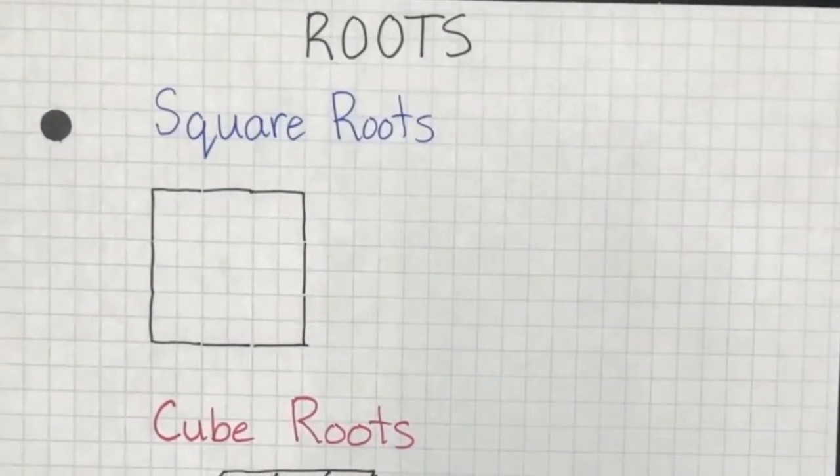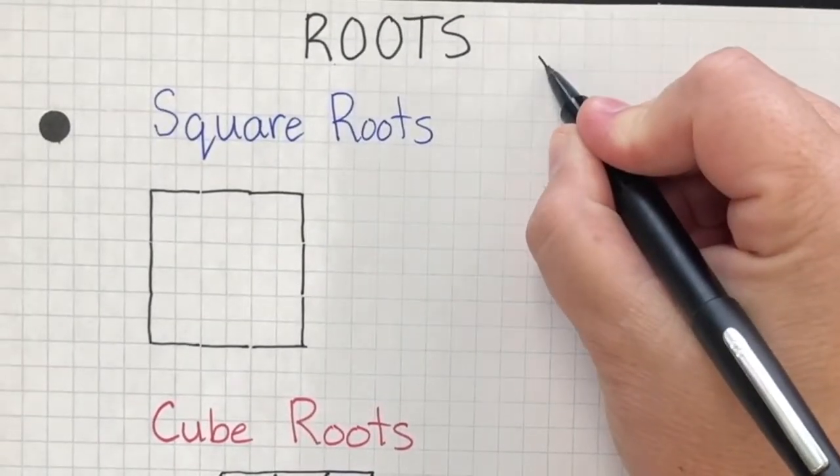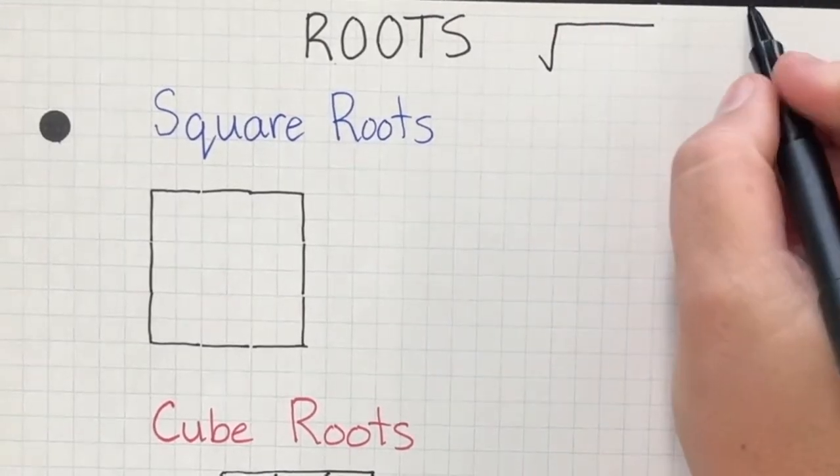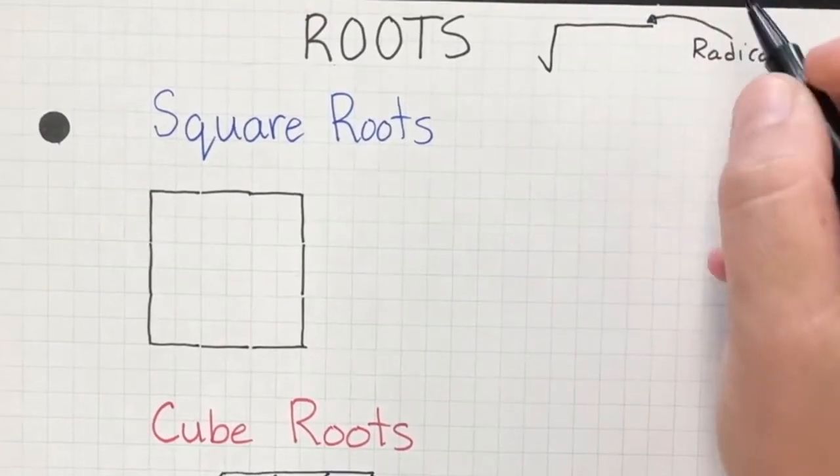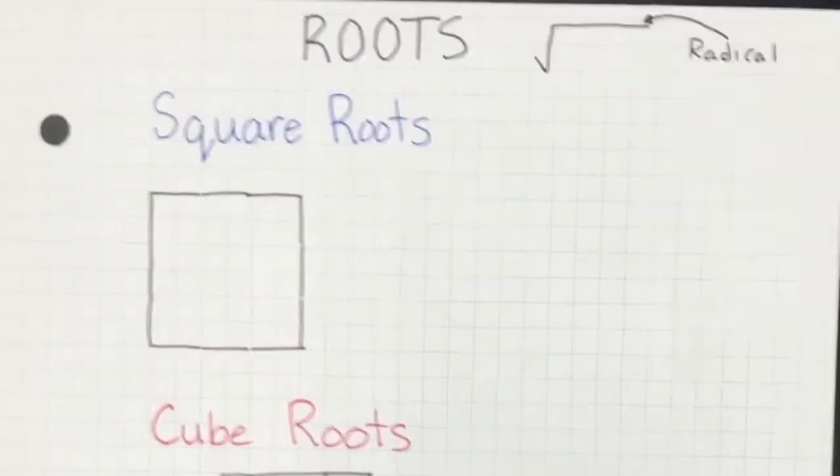Okay, so today we're going to be talking about roots, square roots and cube roots. When you're going to take the root of a number, you're going to see this sign. It looks kind of like a check mark, a little bit like a division symbol. It's not. It's called a radical.